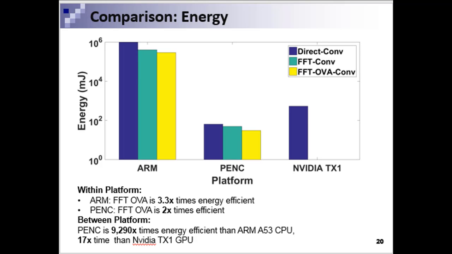In terms of energy efficiency, within the ARM platform, FFT OVA is 3.3 times more energy efficient. Inside PENs, FFT OVA is 2 times more energy efficient. Between platforms, PENs is almost 9,000 times more energy efficient than ARM and 17 times more energy efficient than the NVIDIA TX1 GPU.